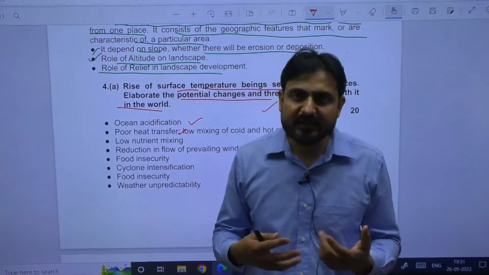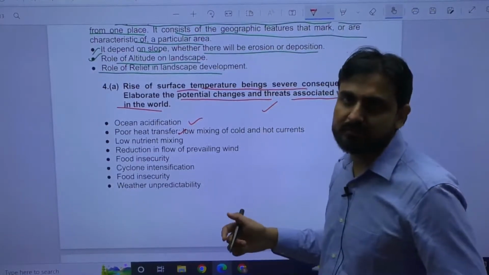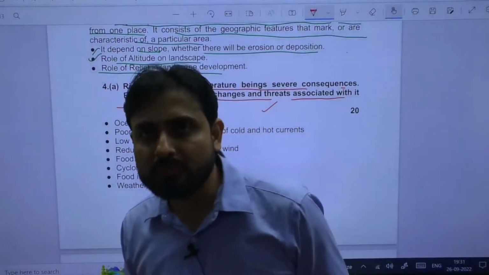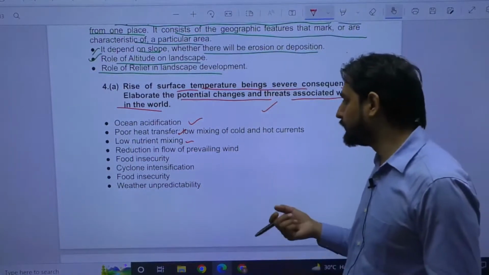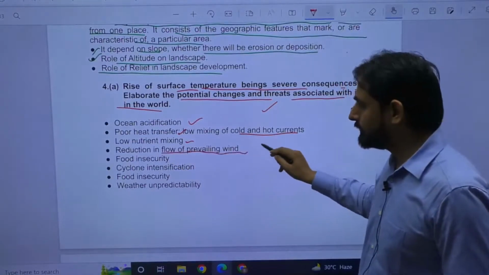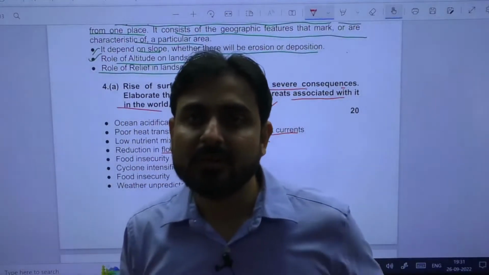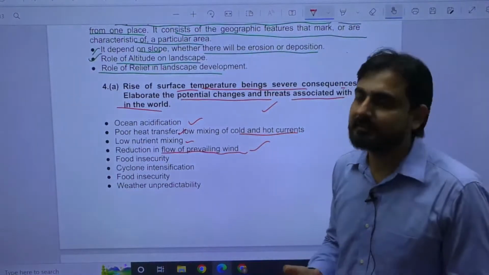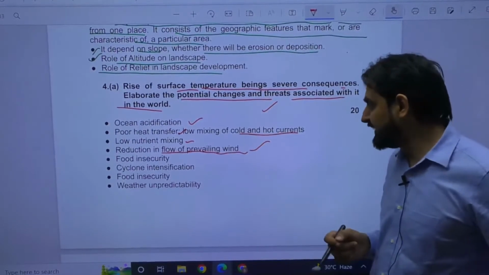There is a change in the mixing of the ocean currents, due to which low nutrient mixing also takes place, which is not good for rich water, minerals, or food for different flora and fauna. Then reduction in the flow of prevailing wind. Because of change in the ocean current temperature, prevailing wind also gets impacted. So less mixing, less flow of pollutants present in the air, etc.